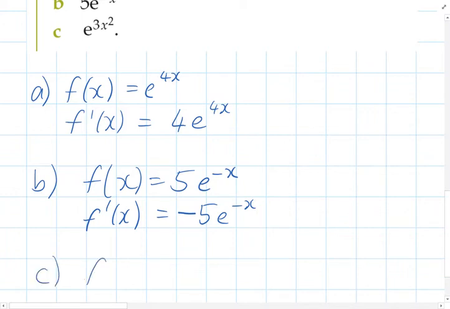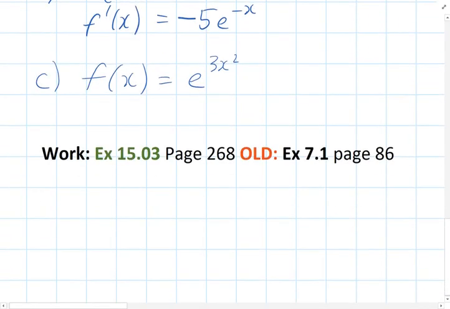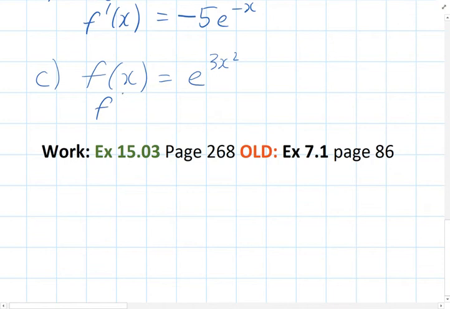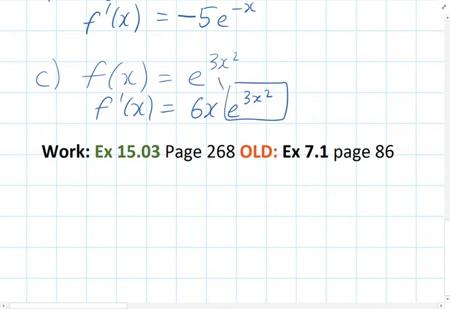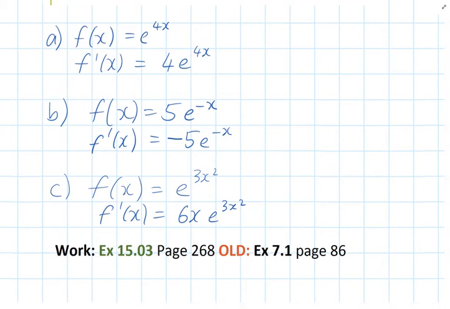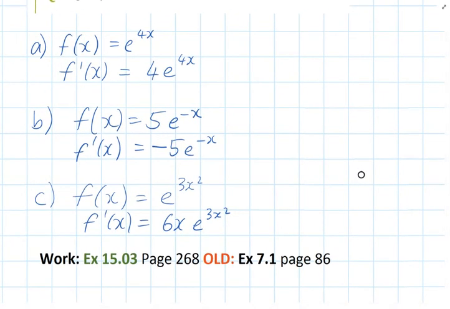Alright, question C, our function that we are differentiating is e to the 3x squared, and so our derivative is going to be 6x times e to the 3x squared. So I'm just taking that power, differentiating it to put it there, and then writing the e function exactly the same as it was written above. So just remember that chain rule. Whenever you've got a composite function, you do need to employ that even though e differentiates to itself.